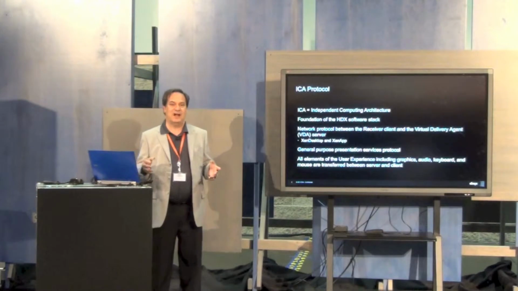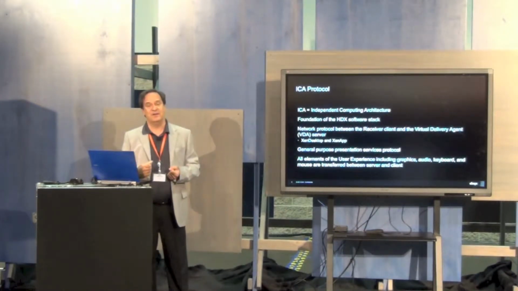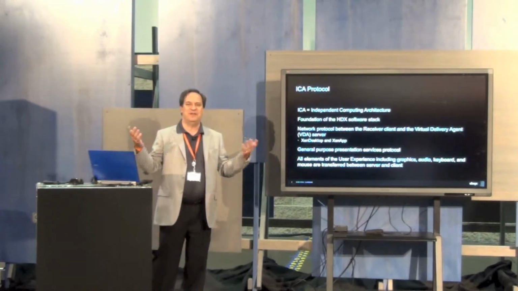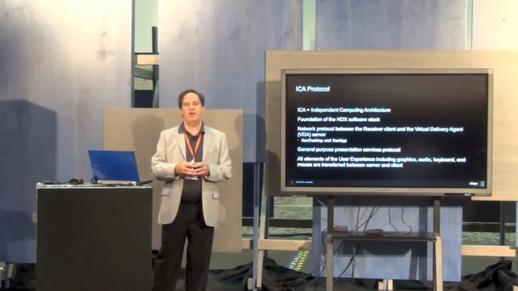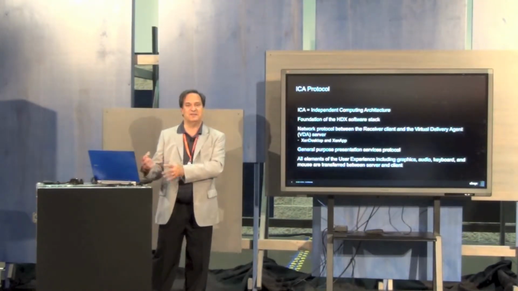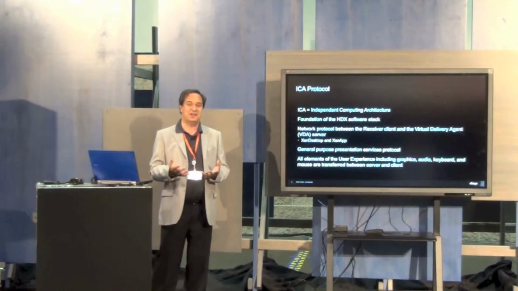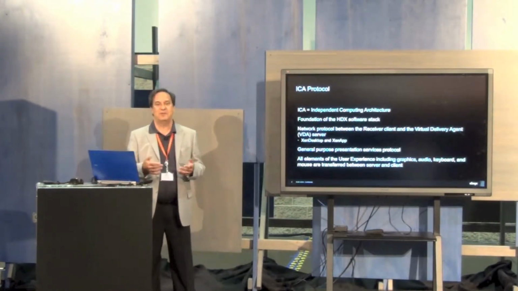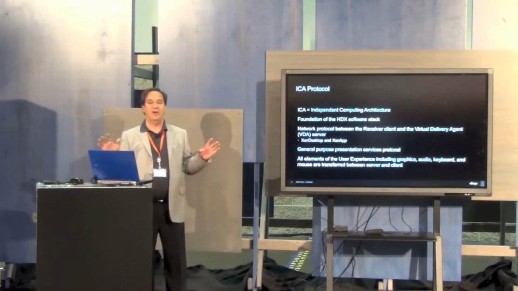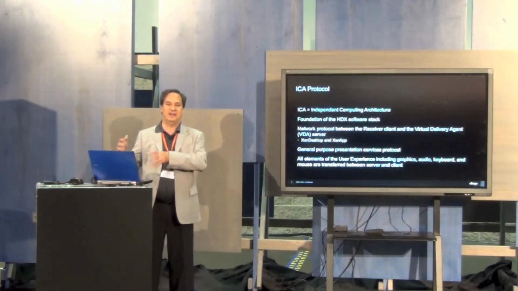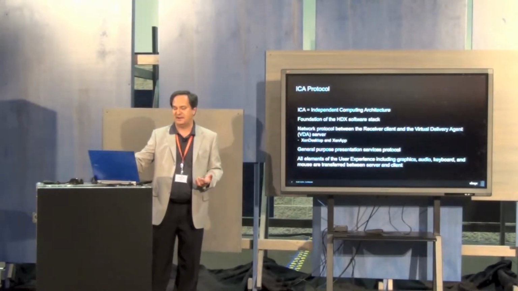HDX is our brand for high-definition experience, so it includes all the technologies that we have in our Citrix portfolio to deliver great graphics, audio, video, and peripheral device support. ICA is a network protocol, and it's the protocol between the user device running the Citrix Receiver and the Citrix server running the virtual delivery agent, or VDA, whether that's XenDesktop in a VDI environment or XenApp with Windows Server RDS. It's a general purpose presentation services protocol, and all elements of the user experience are transferred between the client and server. So that includes things like keyboard, mouse, audio data, graphics, and so on.